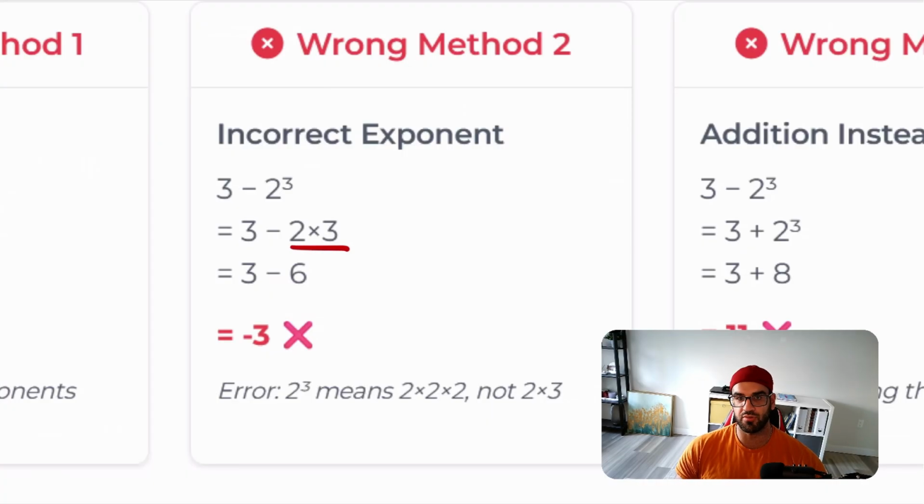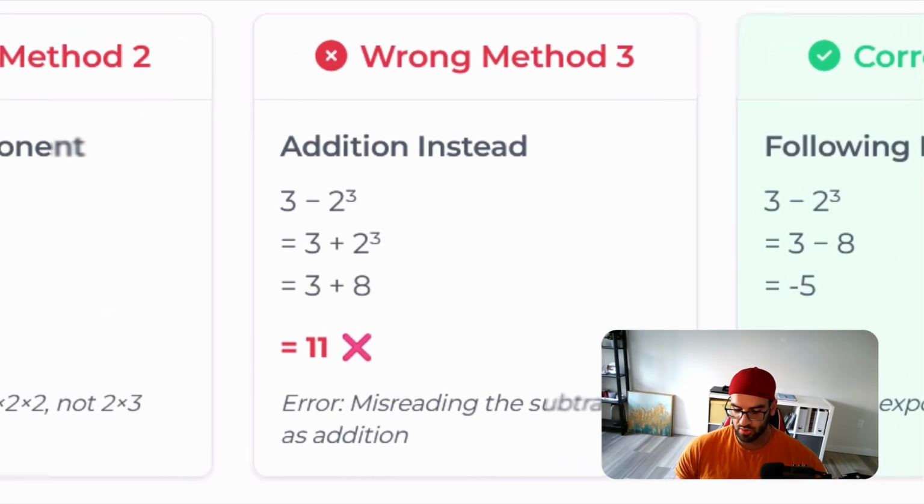2 multiplied by 3 means that you add 2 by itself 3 times. 2 to the power 3 means that you multiply 2 by itself 3 times. At this point, they say, okay, 2 times 3, 2 to the power 3, potato, tomato, they're the same, right? So they do that, and again, wrong. And for the last one, they do the addition instead of the subtraction. Believe me, sometimes it happens.